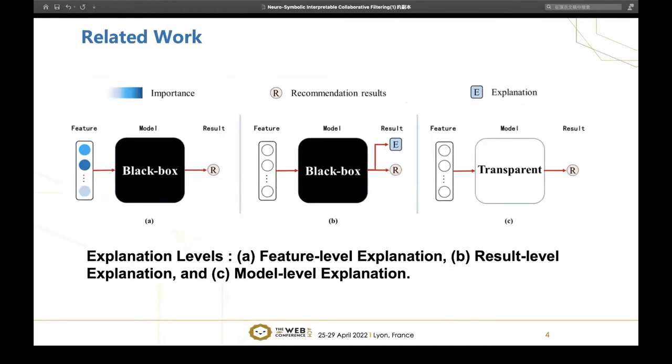We divide interpretability into three levels. First is the feature level explanation. Second is the results level explanation. And last is the model level explanation.